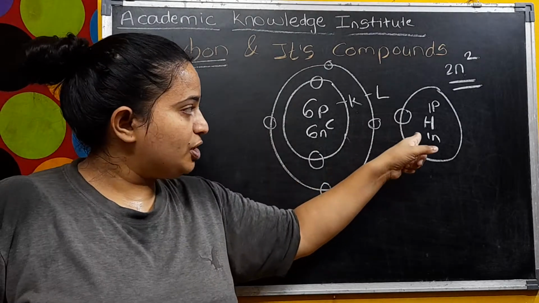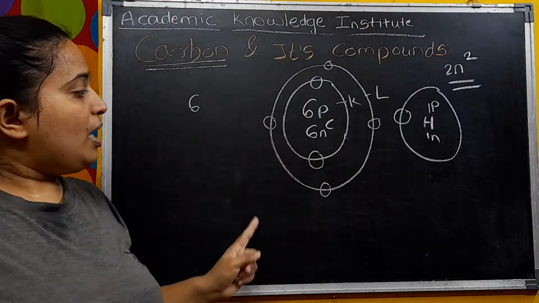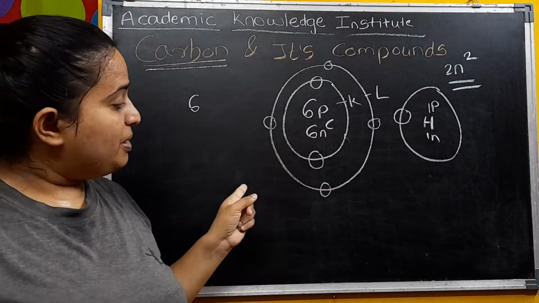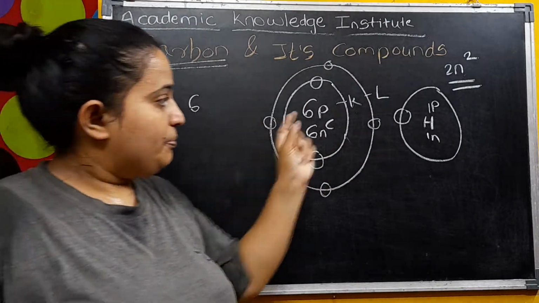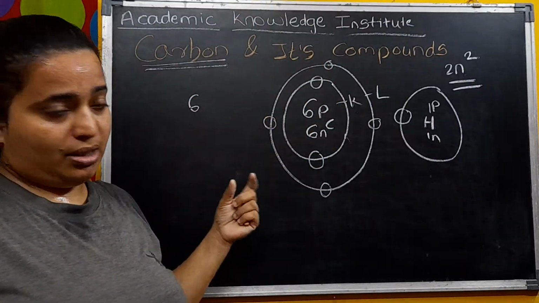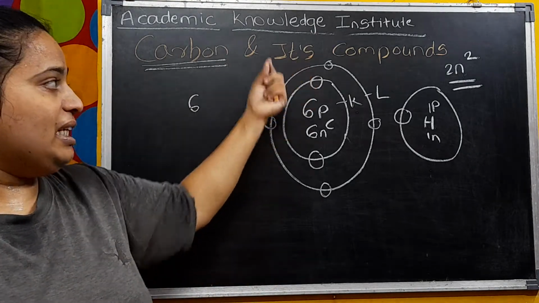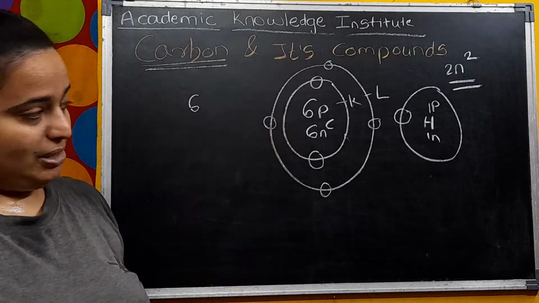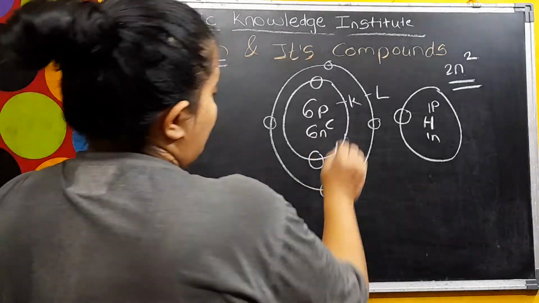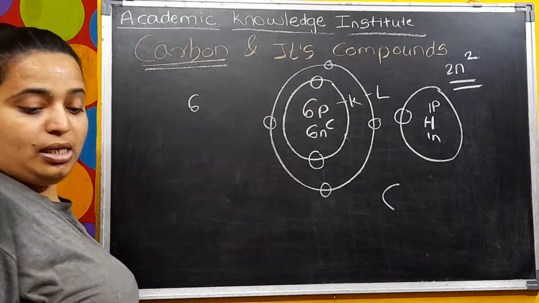If hydrogen shares 1 electron with carbon, carbon still needs 3 more electrons to complete its octet. So either carbon will take 3 more hydrogens, or it will take electrons from 3 different elements. Here carbon can also form a bond with another carbon.